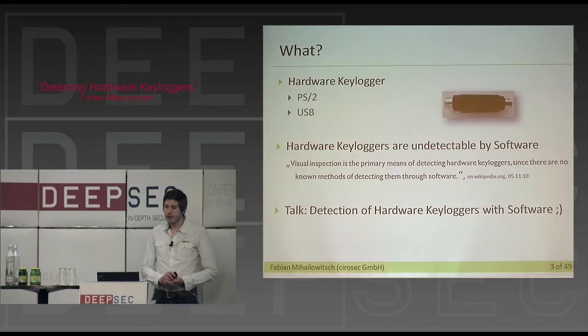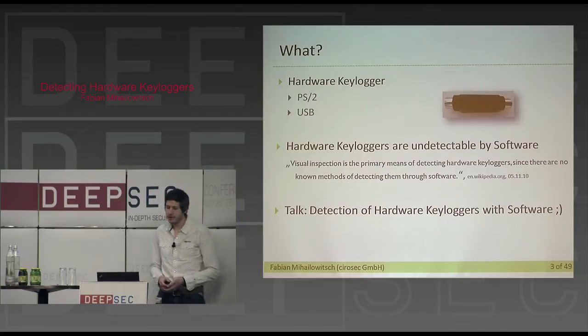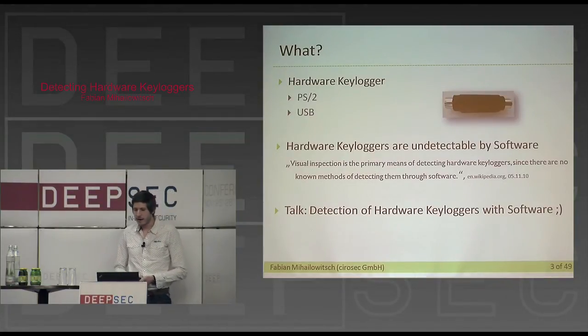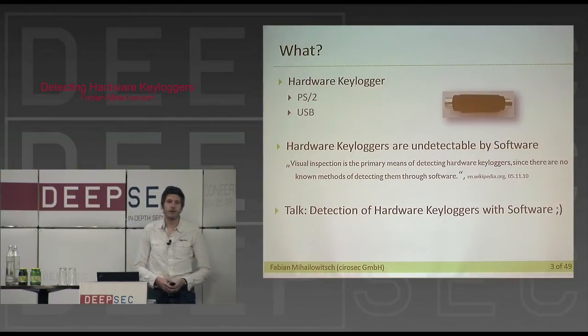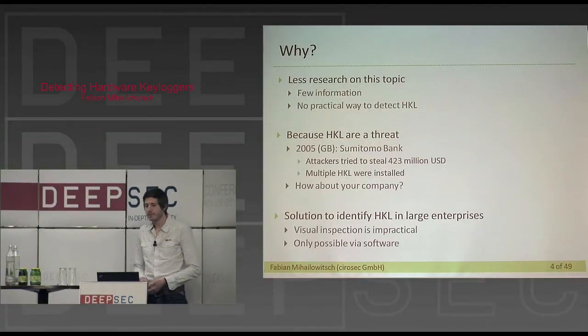So today we are going to talk about hardware-based keyloggers, basically PS2 and USB-based keyloggers. In general, people think hardware keyloggers cannot be detected in software. For example, you have that nice quote on Wikipedia: visual inspection is the primary means of detecting hardware keyloggers since there are no known methods of detecting them through software. However, today I'm going to show you how to actually detect them in software.